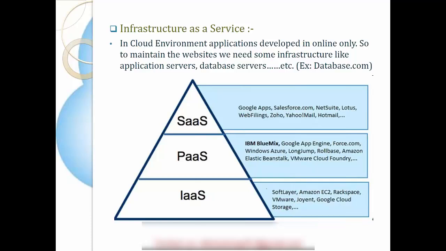For example, under Software as a Service, we have Google Apps, Salesforce.com, NetSuite, Lotus, Web Fillings, Zoho, Yahoo Mail, etc. Under Platform as a Service, we have IBM Bluemix, Google App Engine, Force.com, Windows Azure, LongJump, etc. Under Infrastructure as a Service, we have different applications like Amazon EC2, database.com, Rackspace, etc. So these are the different cloud applications under different cloud environments.